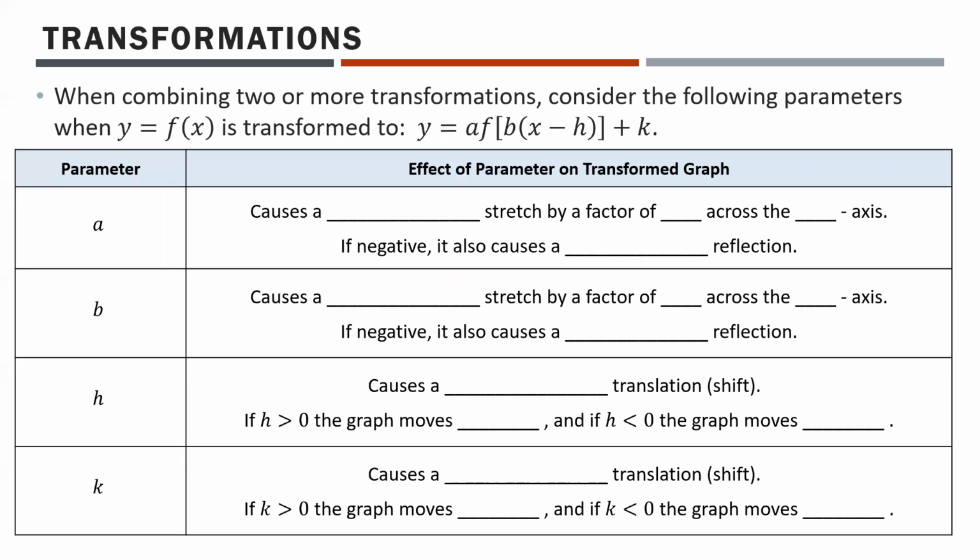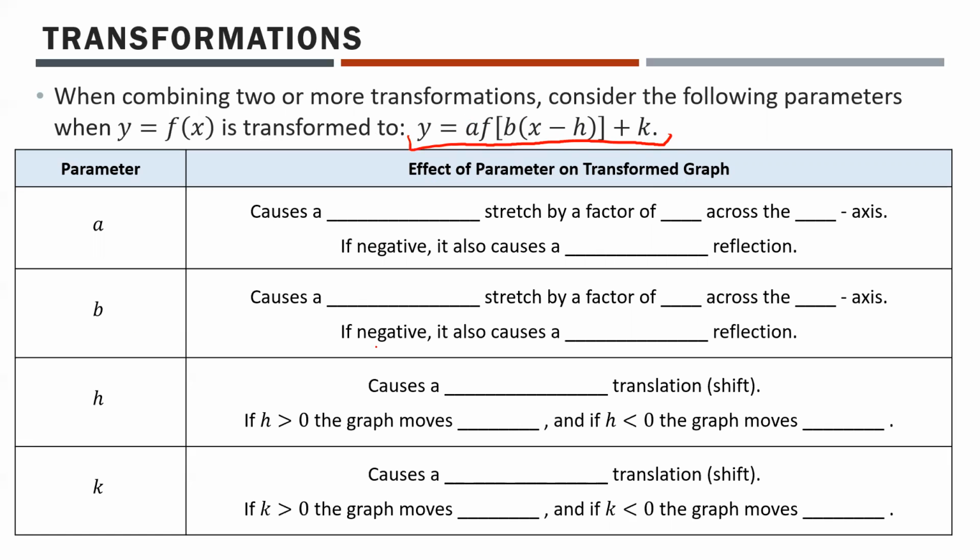So with transformations, just to do some full thorough review, when you're combining two or more transformations, consider the following parameters when y equals f of x is transformed to this right here. This form that I've got right here really ties everything all together. You have your a, your b, your h, and your k, and those represent some stretches and some translations. In other words, some shifts left and right. Let's break down each of these parameters, though, make sure we know what they mean.